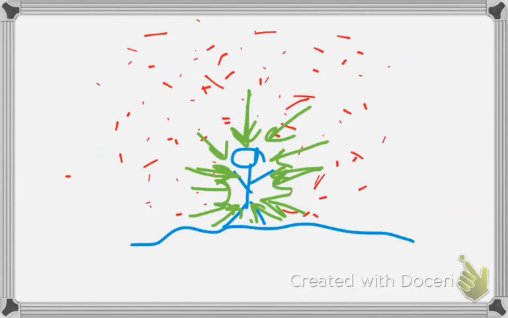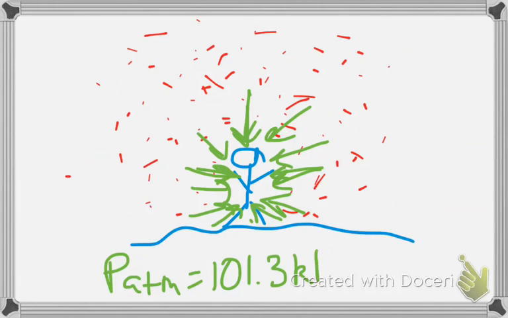In fact, we have the exact same pressure on the inside of our body. That way it balances out. So what exactly is atmospheric pressure? There's a number associated with it. It does fluctuate on a day-to-day basis. That's actually what drives a lot of the weather. But we take an average value and say that the atmospheric pressure is 101.3 kilopascals.